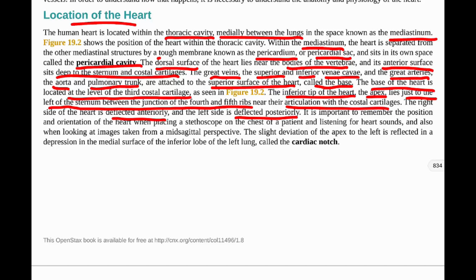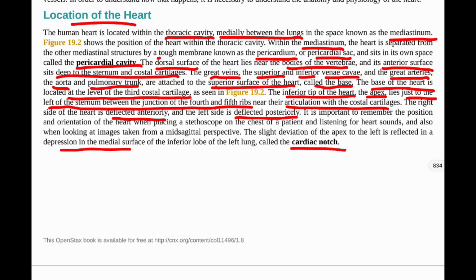Also when looking at images taken from a mid-sagittal perspective, that slight deviation of the apex to the left is reflected in a depression in the medial surface of the inferior lobe of the left lung. That's what I was saying. The lungs are different because of the heart being toward the left, and that's called the cardiac notch.